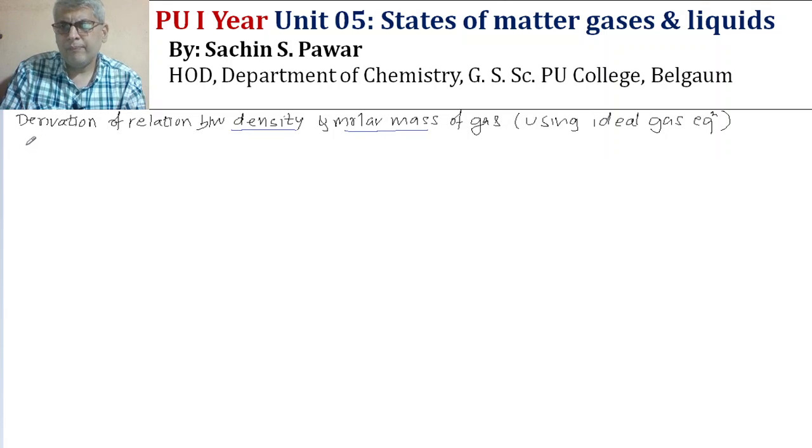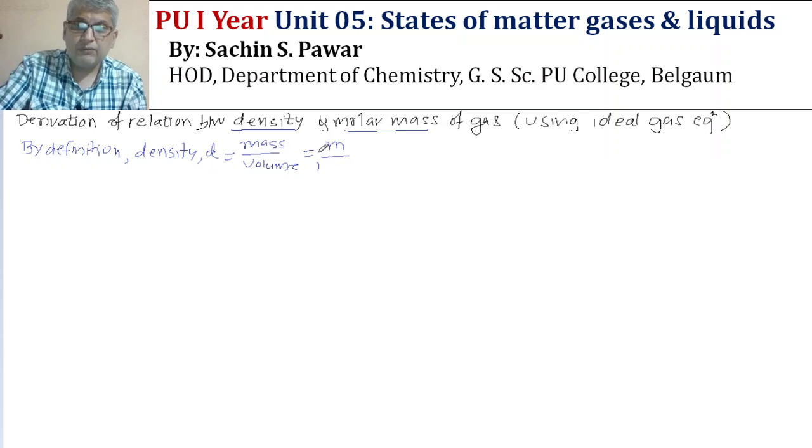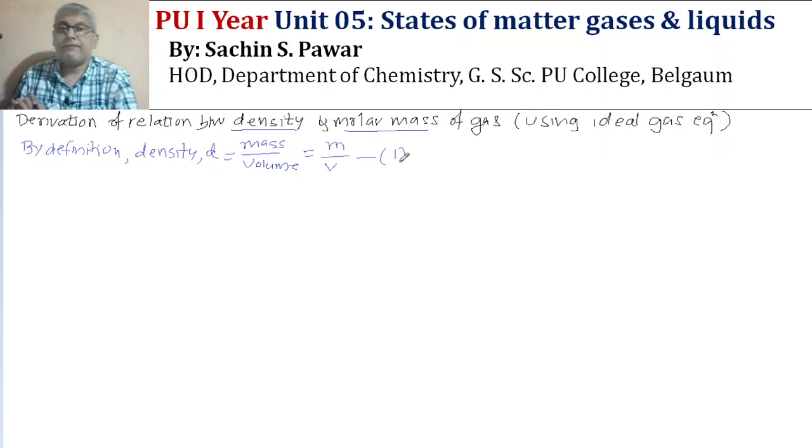So we know by definition, density D is equal to mass upon volume. If we say M is the mass and V is the volume, then density is equal to M upon V. We have got one equation.